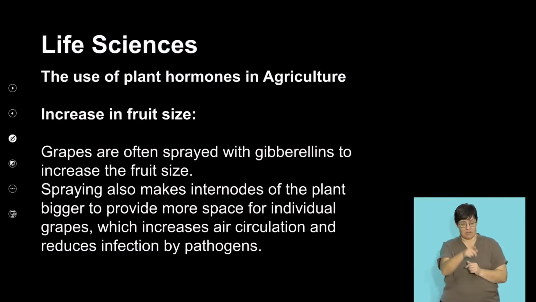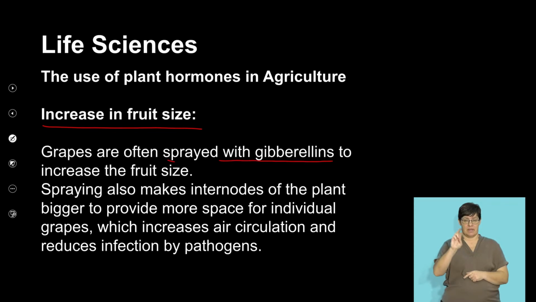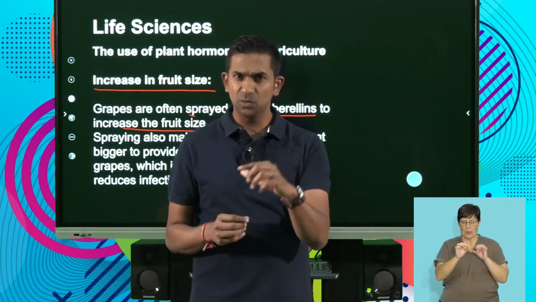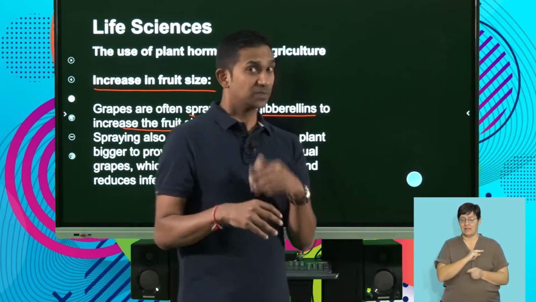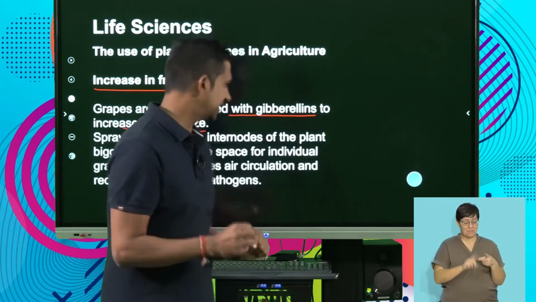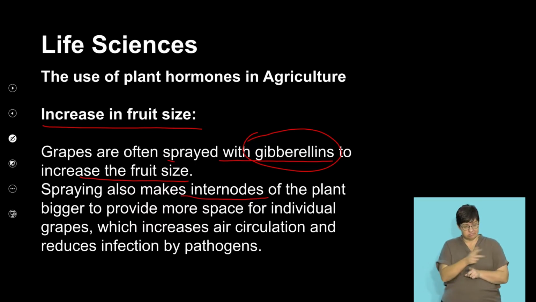We also know that we can increase the size of the fruit. So grapes are often sprayed with gibberellins, and this will stimulate an increase in the size of the fruit. I'm sure you would have eaten grapes that sometimes are really small, and then sometimes you get a batch of grapes that are large. And that's because of the type of fruit, but also because of the use of hormones such as gibberellins. And spraying this makes the internodes of the plant bigger, which provides more space for the individual grapes to actually increase in size.